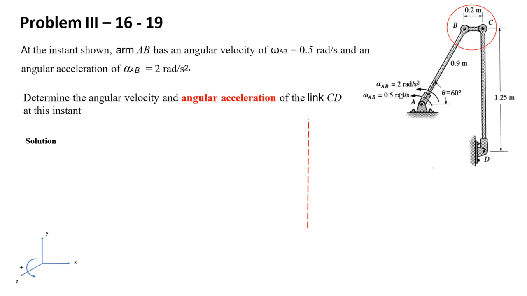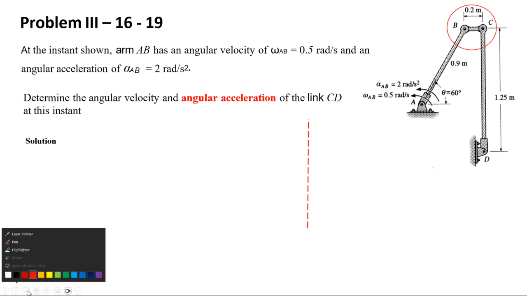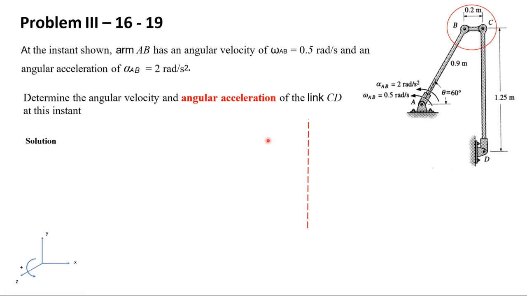So we've been given the information at the point near the point A for the link AB. Now, we want to find what will be the angular velocity and the angular acceleration of the link CD, the vertical one, at this instant. So we start, once again, to sketch the free-body diagram.